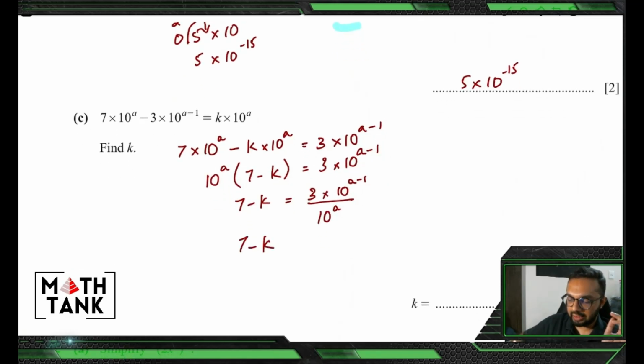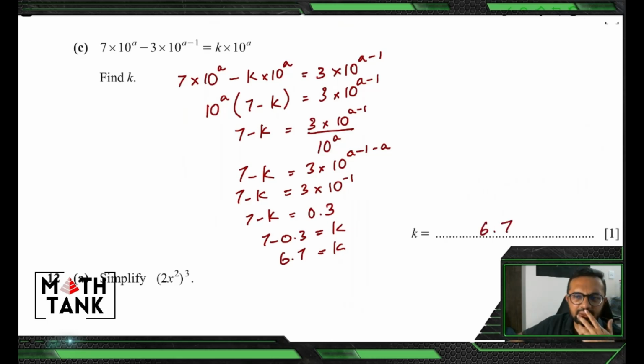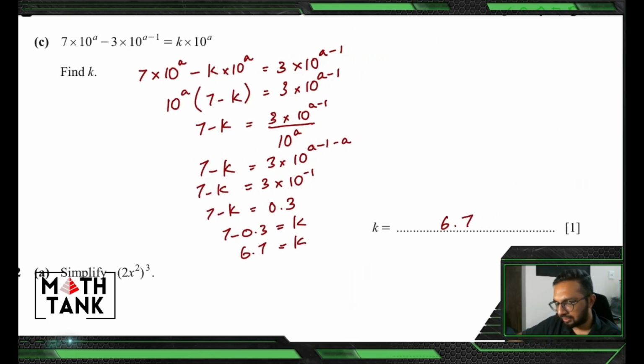So 7 minus k, and I know that when bases are same, powers get subtracted, so that becomes a minus a. So 7 minus k equals 3 into 10 power minus 1. Then what is 3 into 10 power minus 1? That's basically 0.3, or 3 divided by 10, or just one decimal place to the left to convert it into an ordinary number. Then can I shift around the numbers again? K gives me 6.7. So I think that's the easiest way to explain this question, although it's a 1 mark question.